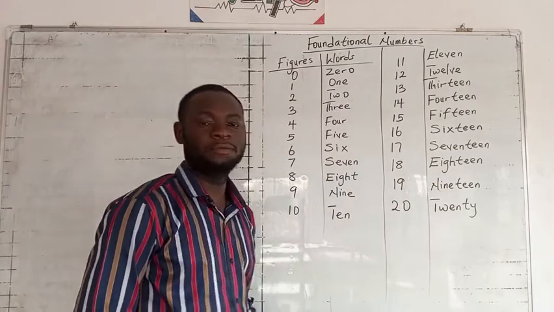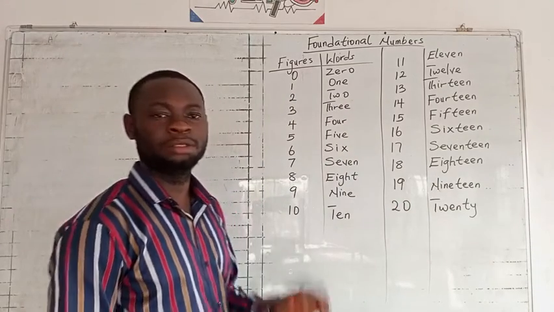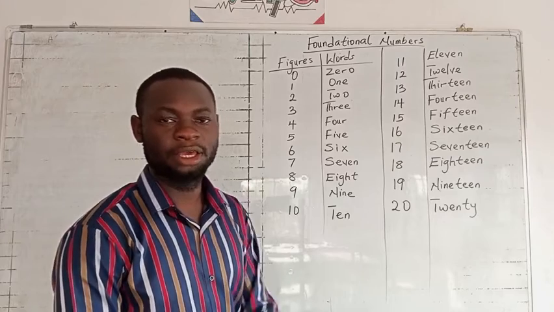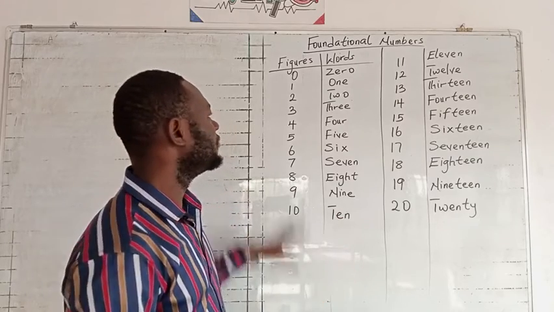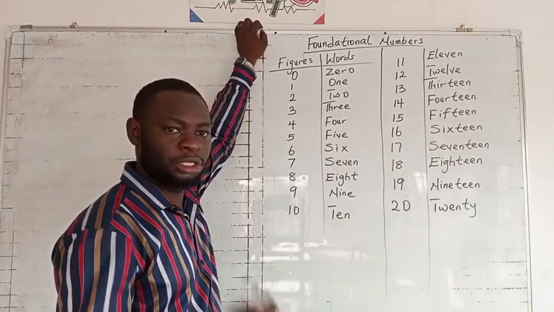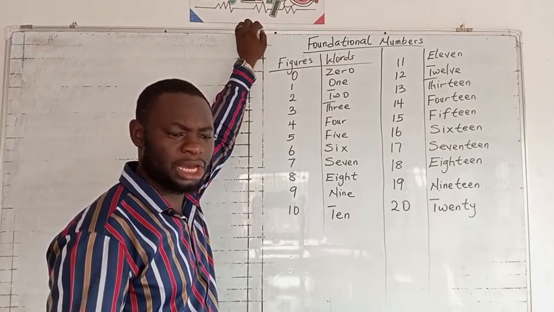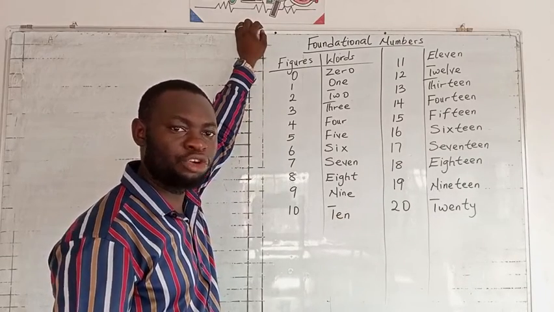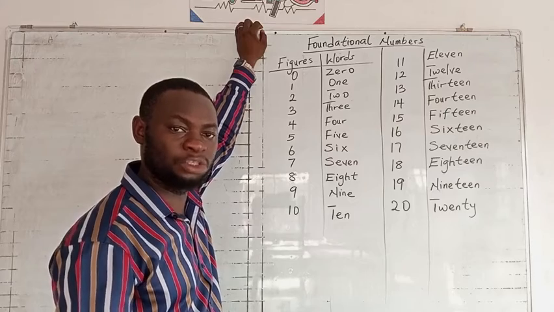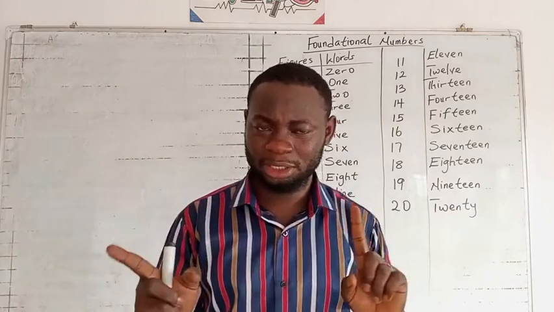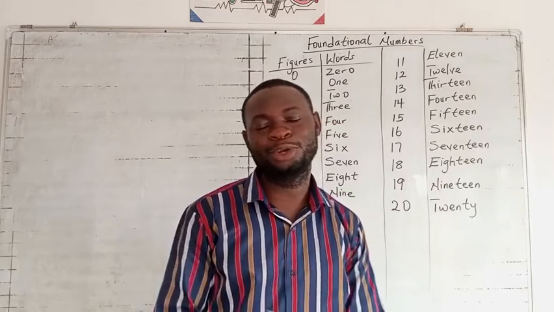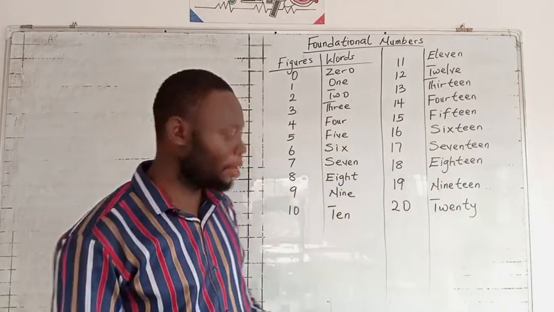These are the foundational numbers. We call them foundational numbers because there is no repetition. They are like the basic numbers. There's no repetition when counting from 1 to 20. If I ask you to count from 1 to 20, will you repeat any number? No, you won't. That's why we call them foundational numbers.